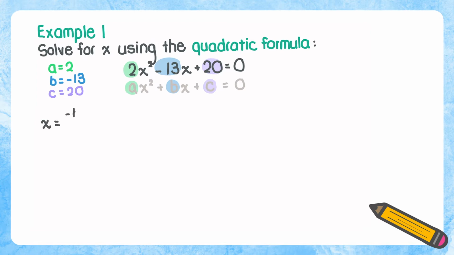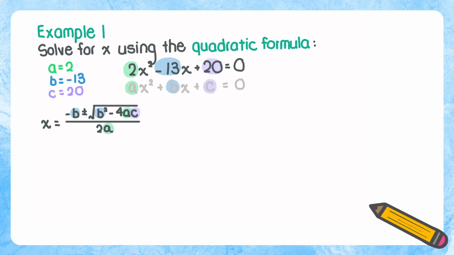Now that we have a, b, and c, we're going to plug it into our quadratic formula. X equals negative b plus or minus the square root of b squared minus 4ac, and then all of this over 2a. So what I'm going to do is replace each letter, a, b, and c, by the actual numbers.